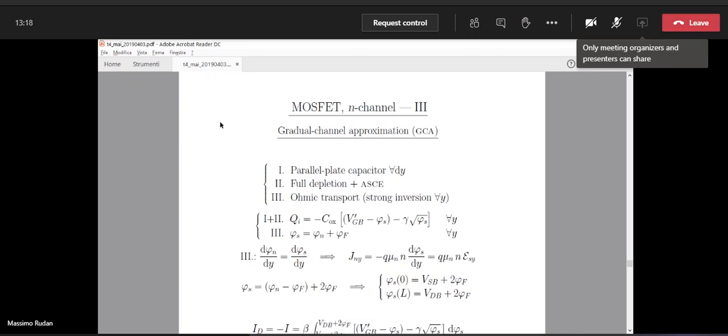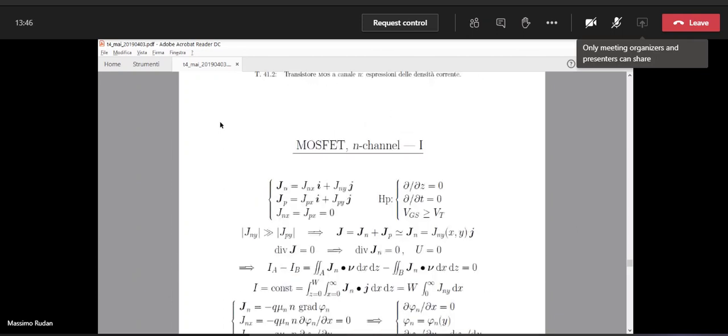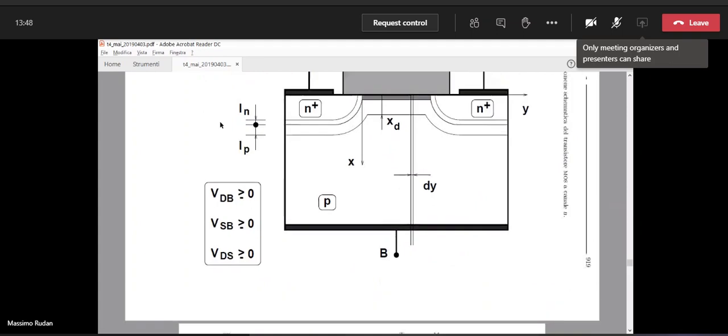of the device. But we left behind two things. One thing is that we made the assumption that each portion of the channel can be treated as an elementary parallel plate MOS capacitor. So I go back to this figure, okay?